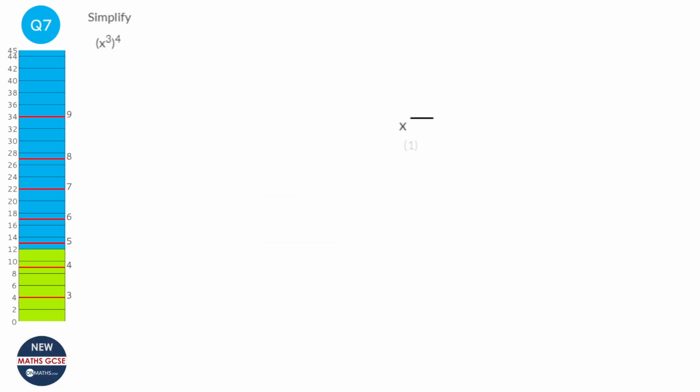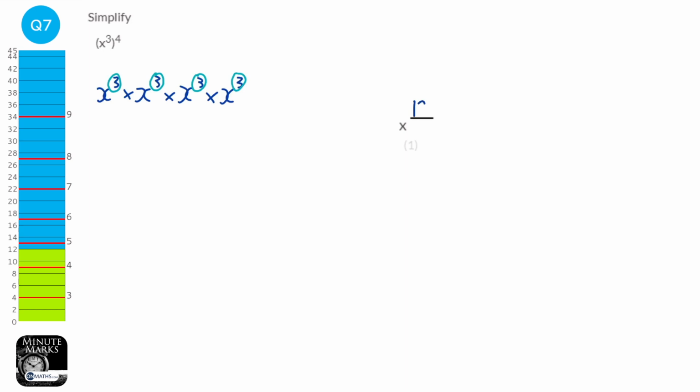When something gets to the power of 4, you times it by itself 4 times. So we're going to do that to the x cubed here. So we've got x cubed times x cubed times x cubed times x cubed. Now when two powers of the same base are multiplied together, you add the powers together. So here we can add the 3, the 3, the 3, and the 3. And that will give us x to the power of 12. Now there is a simple rule here that we can use. Whenever you've got a power on the inside of a bracket and a power on the outside of the bracket, all you need to do is multiply them together. 3 times 4, which is 12.